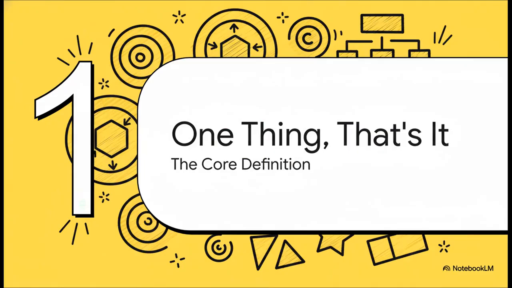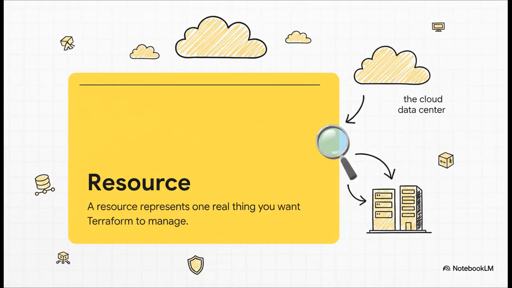Okay, let's cut right through all the jargon and get to the absolute core of it. This is really all you need to remember. That's it. That's the big secret. When you see the word resource in a Terraform file, just translate it in your head to one real thing, one thing that you want to exist out there in the cloud.